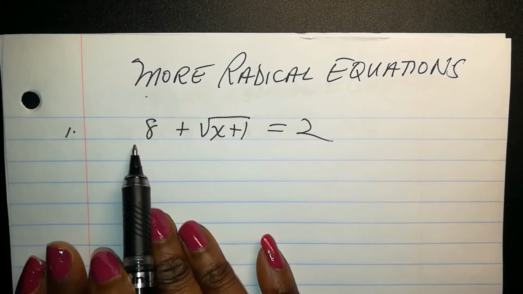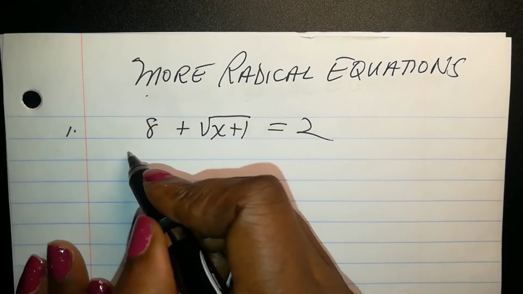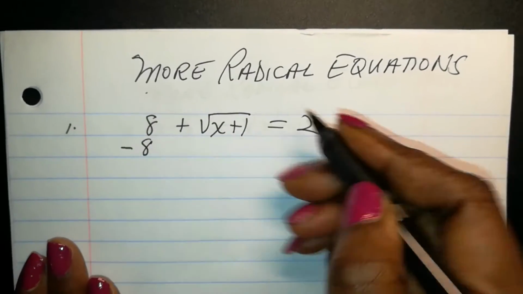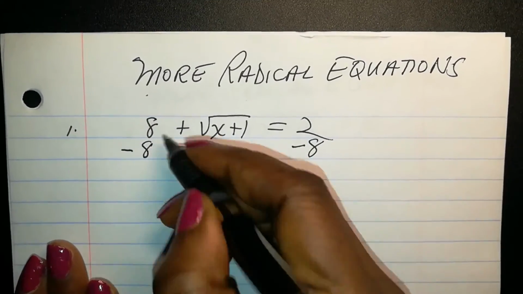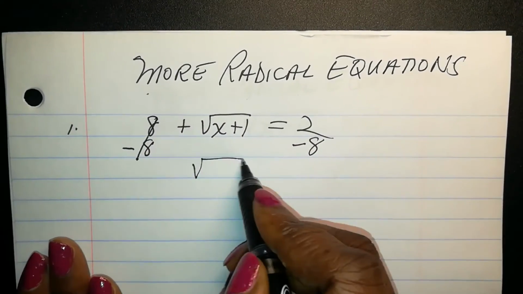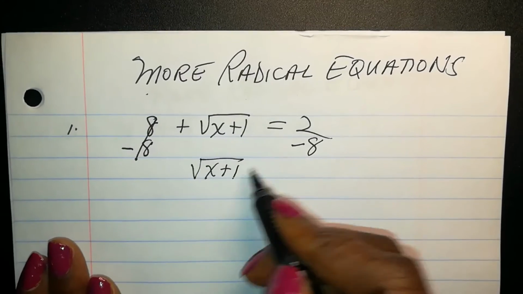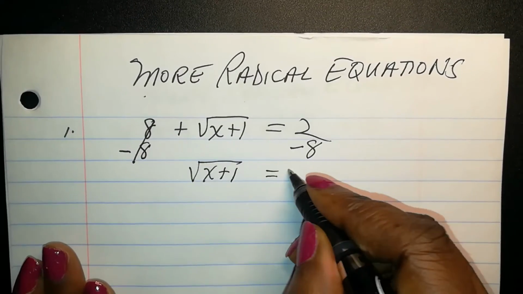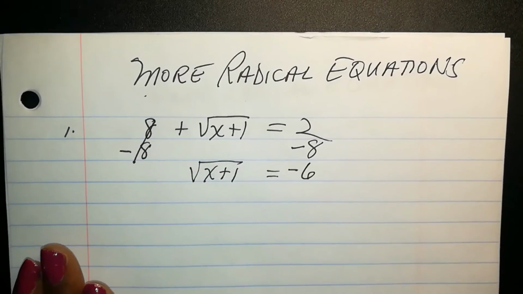Seeing that there's an 8 on this side and we need to isolate, let's subtract the 8, take the inverse to both sides. That's the first thing I'm going to do so that I can cancel out the 8 on that side and so that I get my radical by itself. Obtaining that radical by itself is so good because it helps us out so much.